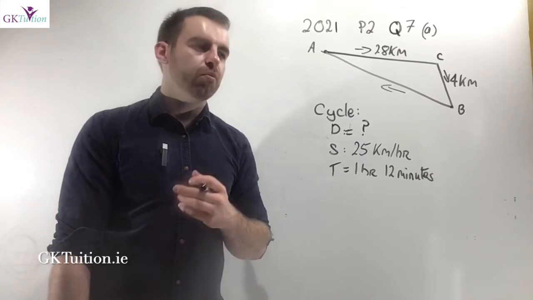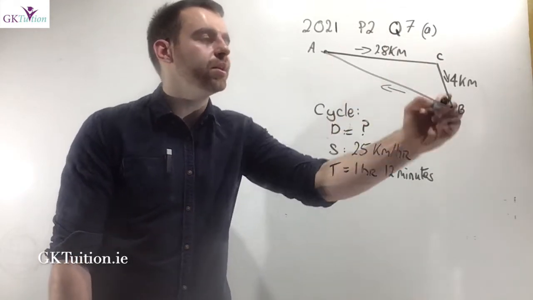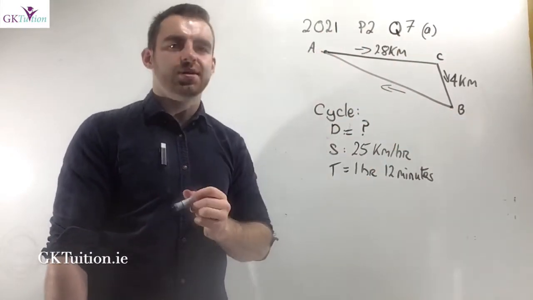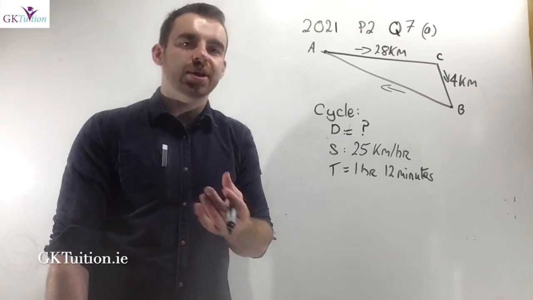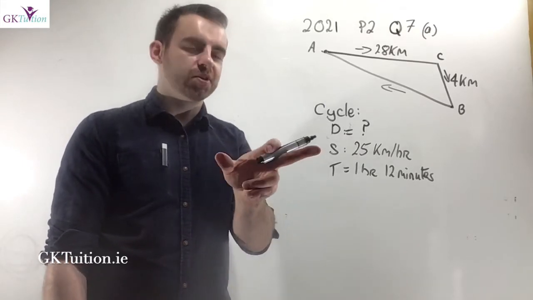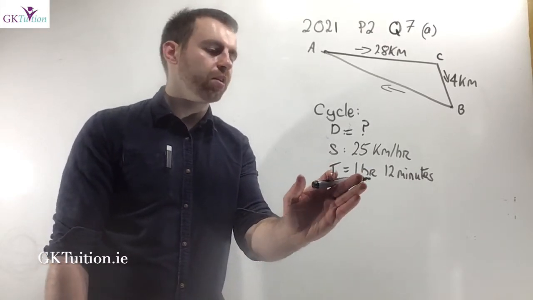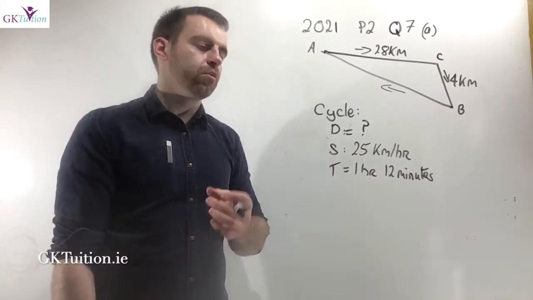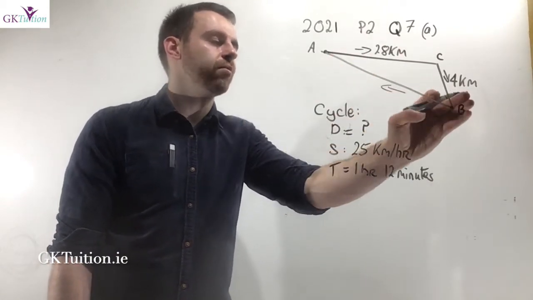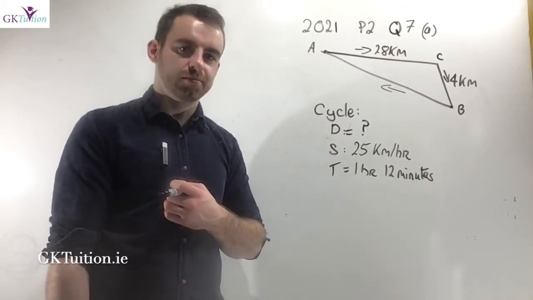triathlon. What we're asked to do in the first part of this question is to determine the entire distance. What is 28 plus 4 plus this distance? Essentially, it's find the distance from B to A. And the information we know about the cycle is that her speed is 25 kilometers per hour and the time it takes her to do the cycle is 1 hour and 12 minutes. So we're going to use that to find the total distance. We're going to add 28 and 4 and the distance BA and it'll add up to 62.